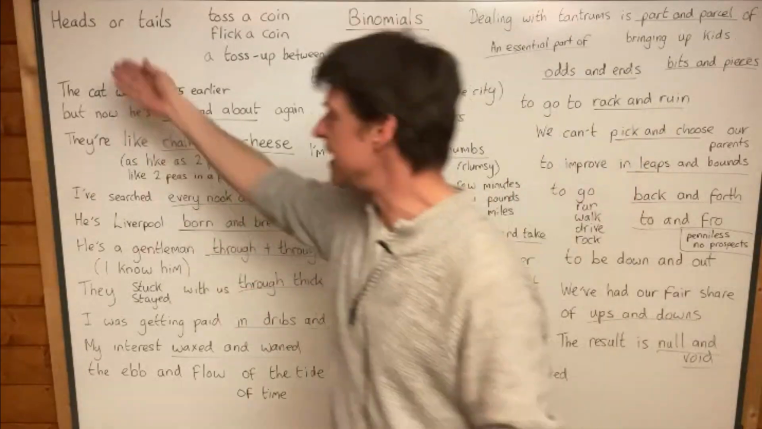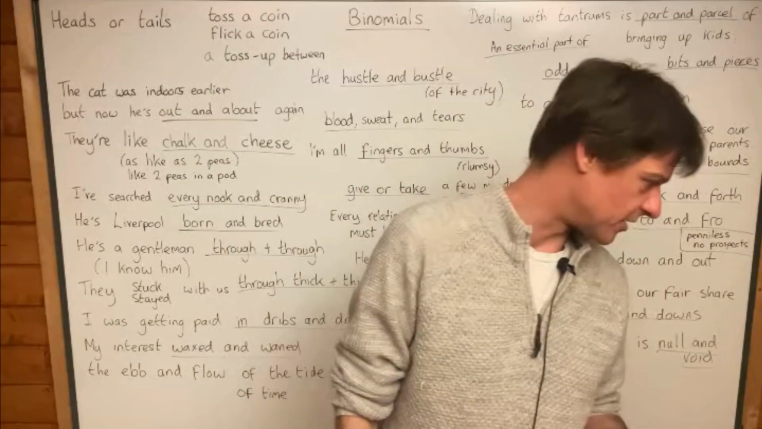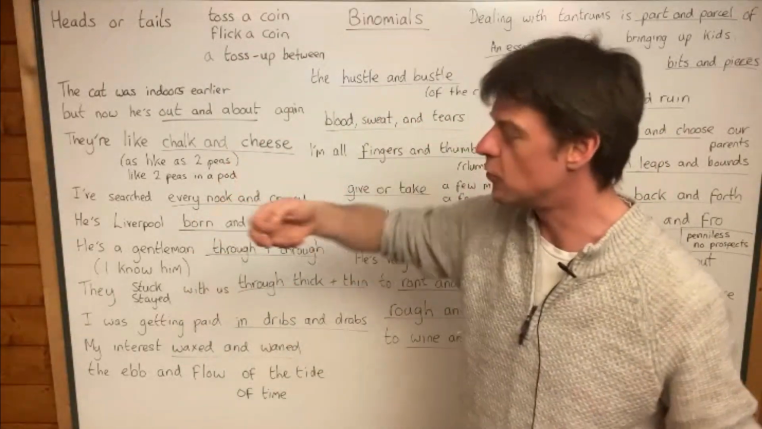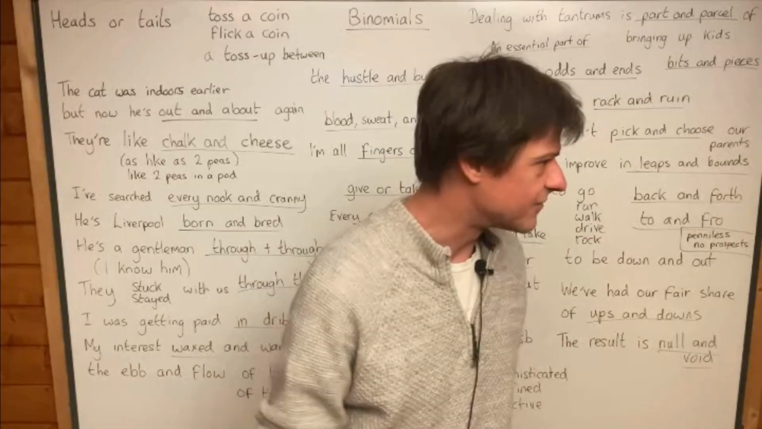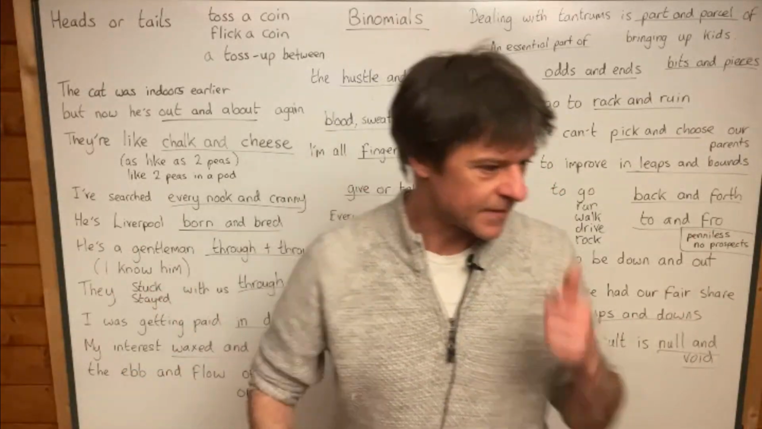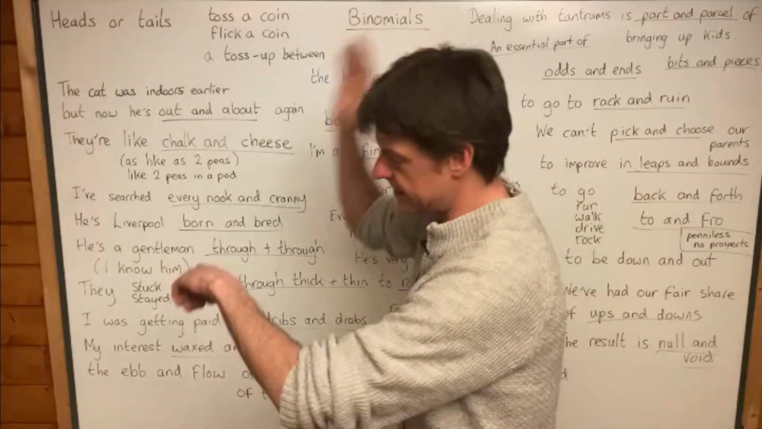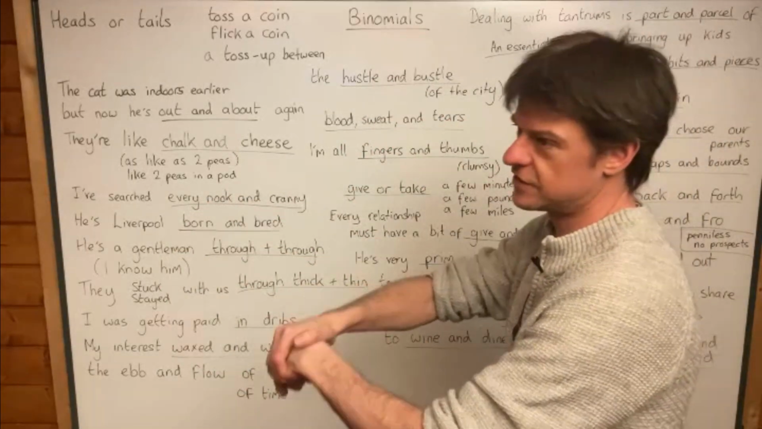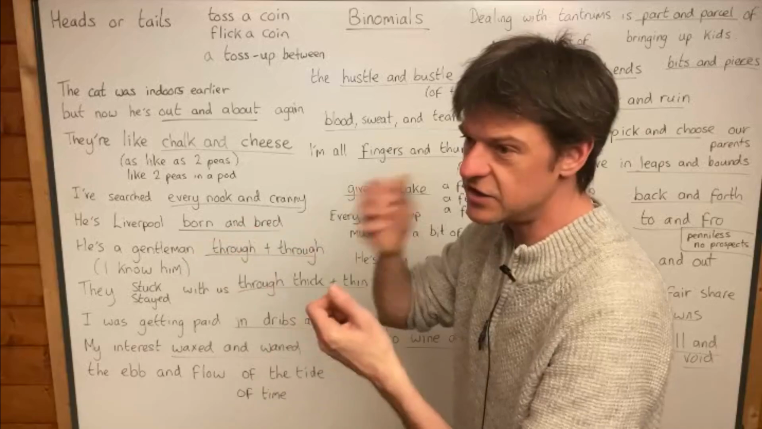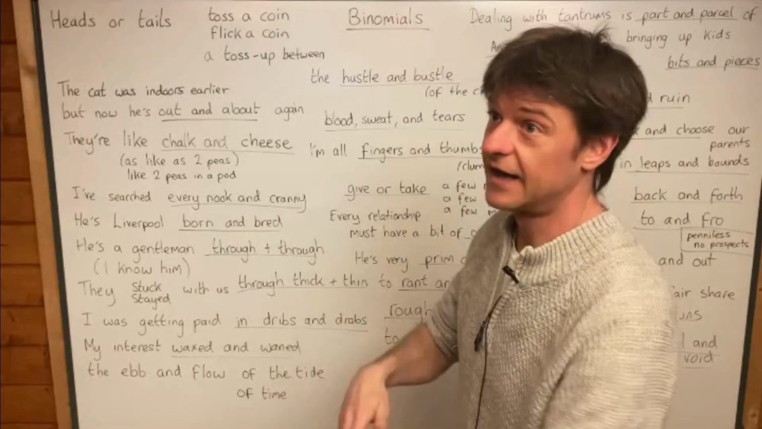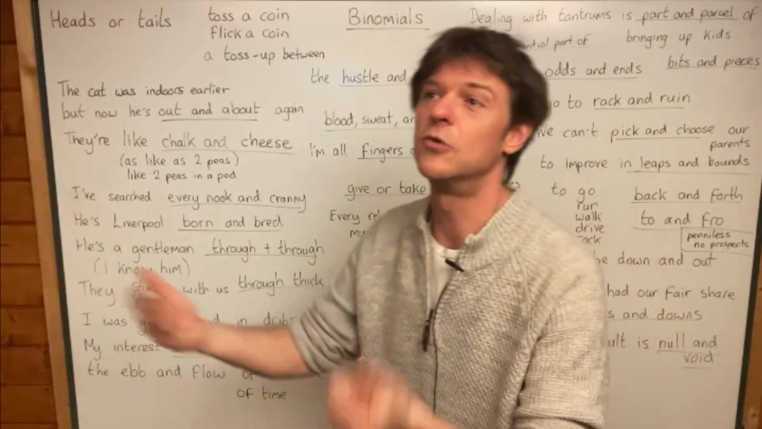So let's start with heads or tails, a very obvious binomial. This is what we say before we toss a coin or flick a coin, which is when you take a coin. I haven't got a coin, but you know what I mean. You take a coin and you flick it, and you say, okay, heads or tails. And it's when you want to make a decision about something and you've got two options, or maybe you're choosing who will go first.